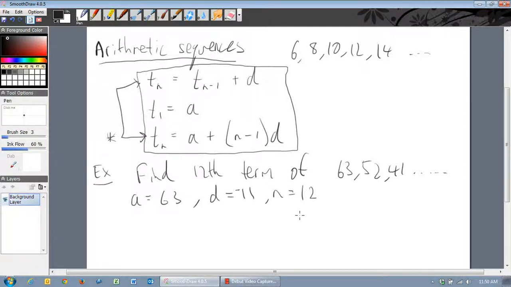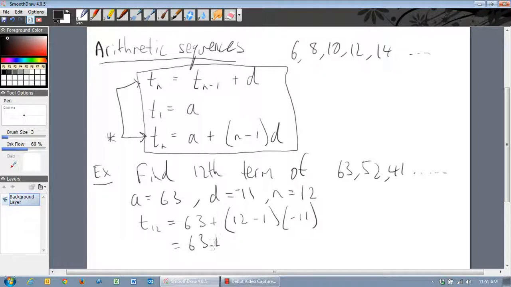Perfect. So finding the 12th term. We'll always be using this formula, to be honest. It's much more powerful, much easier to use. So what we want to find is T12. What is that equal to? Well, I won't write the formula because I'm going to run out of space otherwise. But A, which is 63, plus n minus 1, so that'll be 12 minus 1, times D, so times negative 11, and we just figure that out.